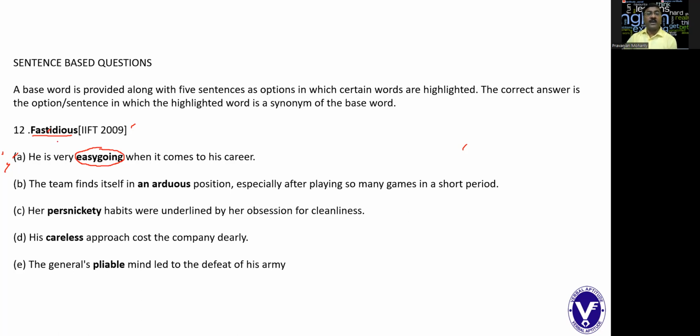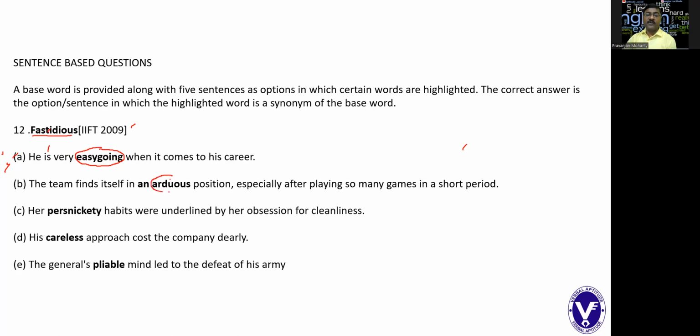He wants everything to be absolutely as it should be. So because of that, he is difficult to please. So easygoing cannot be. Then the team finds itself in an arduous position. Now, arduous means tough or a difficult situation.